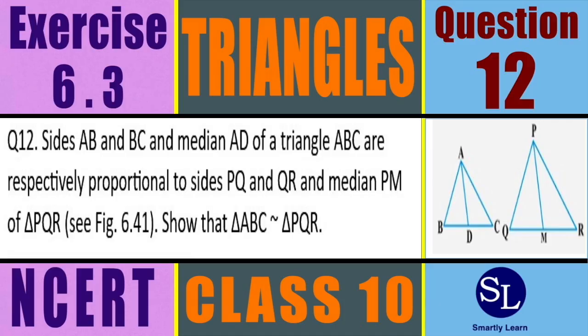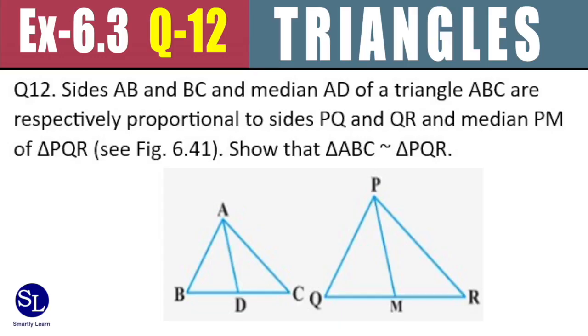In this video, let's see how to solve the 12th question in exercise 6.3. Sides AB and BC and median AD of a triangle ABC are respectively proportional to the sides PQ and QR and median PM of triangle PQR. Show that triangle ABC is similar to triangle PQR.